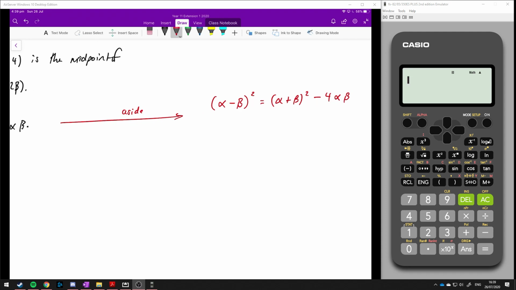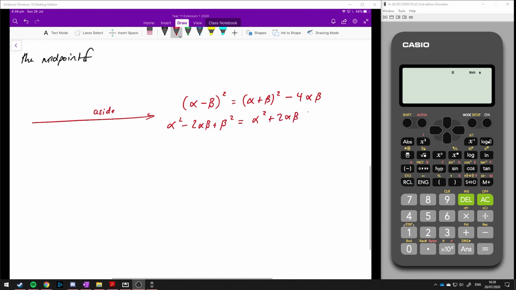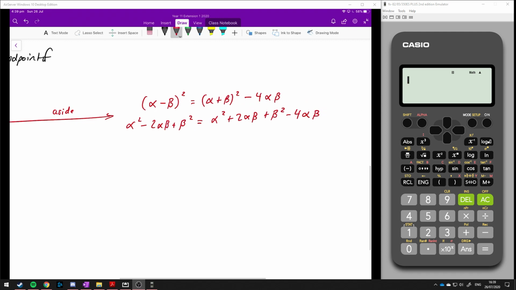Okay, so expanding the left-hand side, we're going to get alpha squared minus 2 alpha beta plus beta squared, and that's equal to alpha squared plus 2 alpha beta plus beta squared minus 4 alpha beta, okay? So as you can see, we've got minus 4 and plus 2 of the alpha betas, so that's going to give us alpha squared plus beta squared minus 2 alpha beta, which, if you rearrange it, is the same thing.